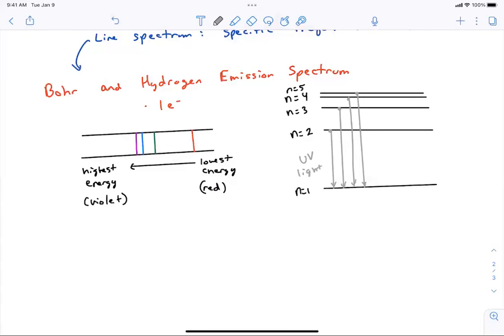Oh, wait, red? Red. Yeah. So those are the colors. So you should know in visible light that red is the lowest energy and violet is the highest energy. Okay.